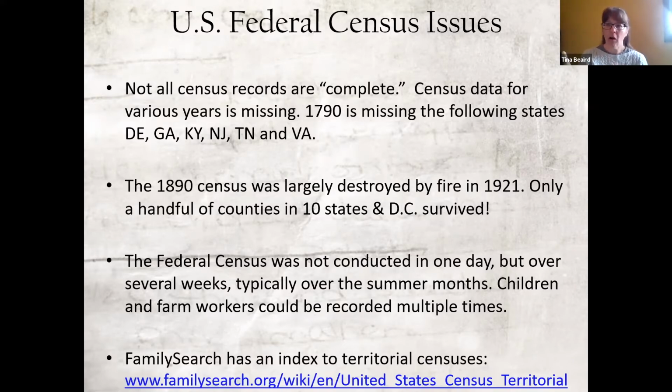So states evolve, states join the Union, states split like Virginia and West Virginia during the Civil War. So states that weren't quite yet states, that were still considered territories at the time of the decennial census, would show up listed as what are called territorial censuses. So you would find a territorial census in 1864, the Dakotas. So you would have South Dakota, North Dakota, you would have Nebraska.